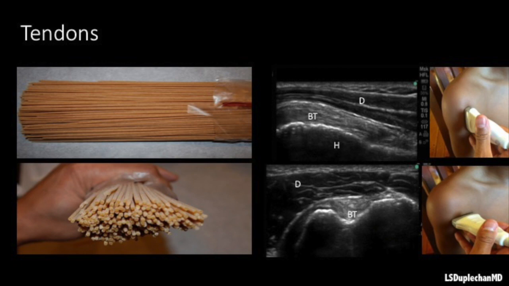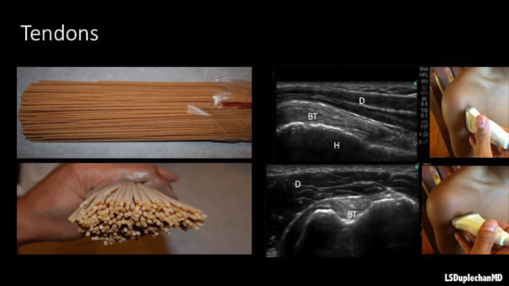So in both pictures, D is for the deltoid, BT is for biceps tendon, H is for humerus. The top picture is longitudinal and the left is proximal. So again, it's subcutaneous tissue, deltoid, biceps tendon, and then the humerus with the anechoic area deep to the humerus.